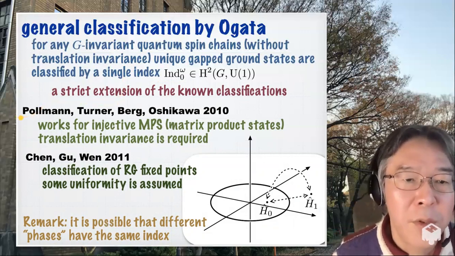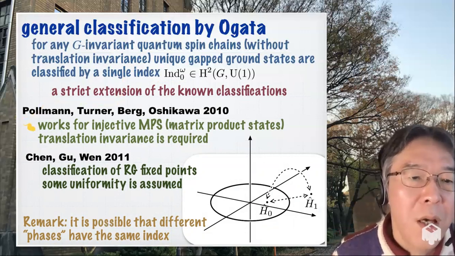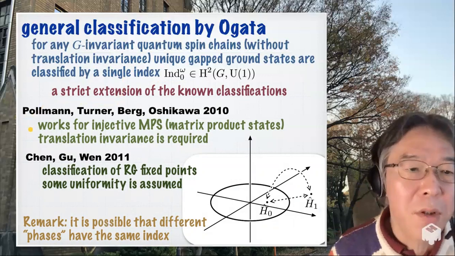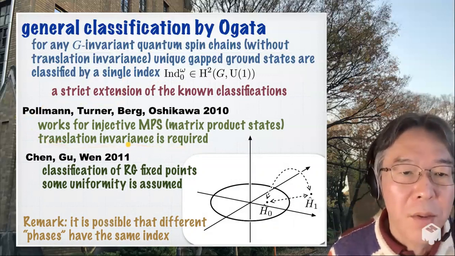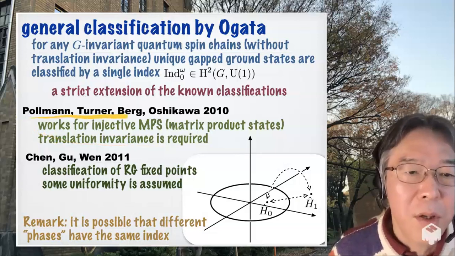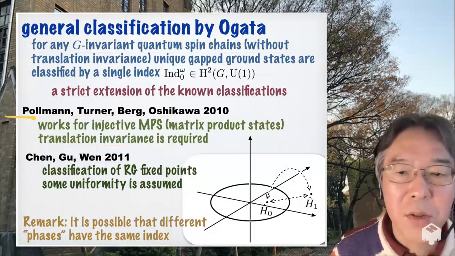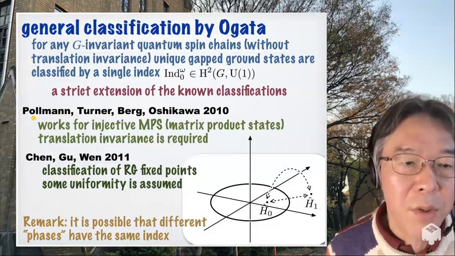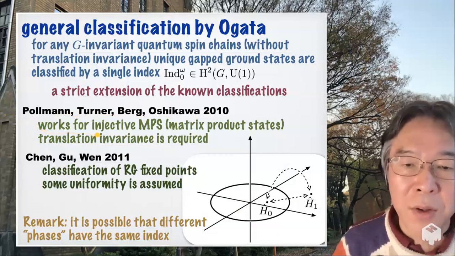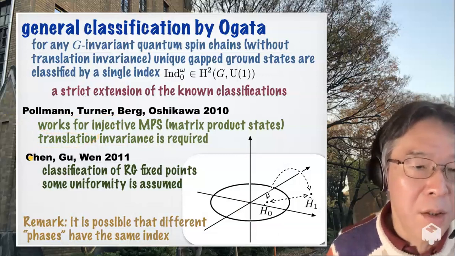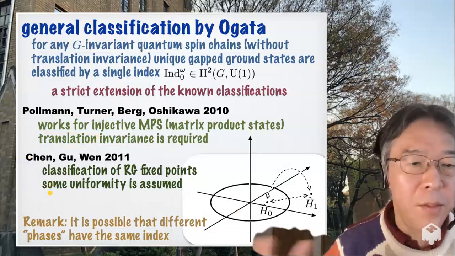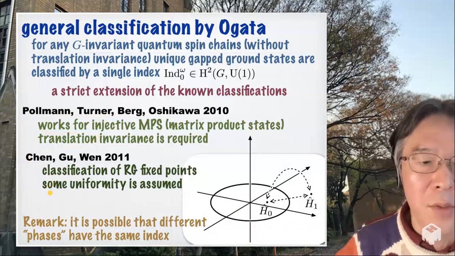And first of all, Pollmann, Turner, Berg, and Oshikawa, this is very important. But their classification works only for injective matrix product states. And MPS is very restricted. And in particular, you need translation invariance. And to be fair to these authors, actually they knew that translation invariance was not necessary. They say it explicitly in their paper, but for technical reasons, they had to use translation invariance in a certain sense. And Xiao-Gang Wen made use of a renormalization group argument. So some coarse graining is necessary. So I think you need to assume some uniformity.